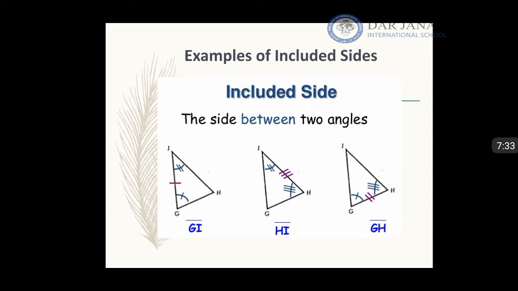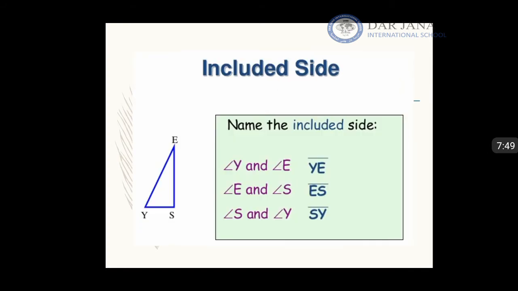So no matter which pair of consecutive angles we pick, we can easily determine the included side between them. It's the side that stands between the two consecutive angles. So let's refer to the triangle YES. For this triangle, let's try to figure out the included side for each pair of consecutive angles. Angle Y and angle E are two consecutive angles. What's the included side between those two angles? It's side YE.